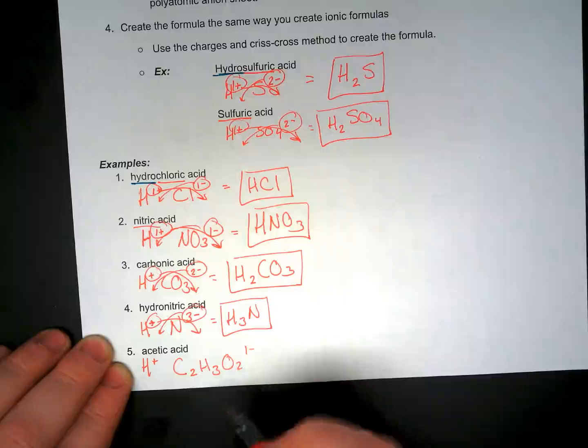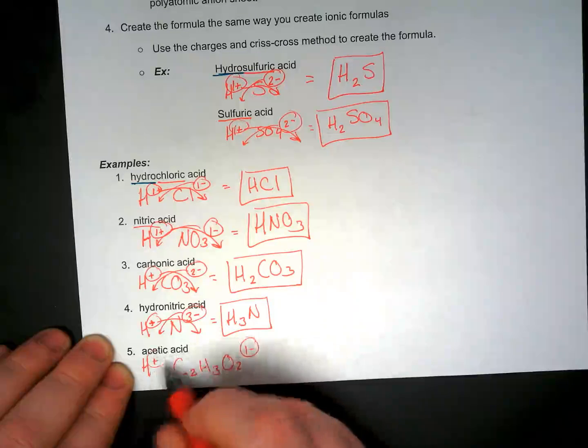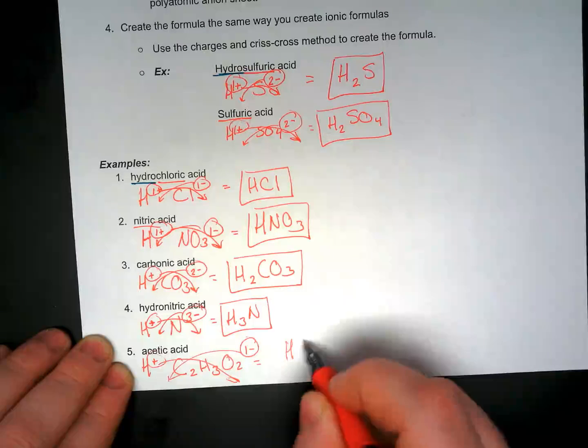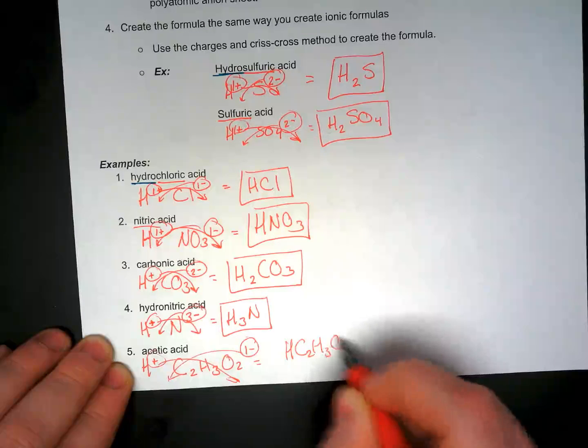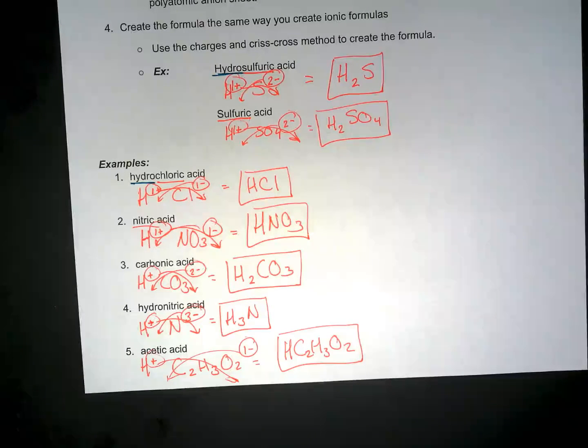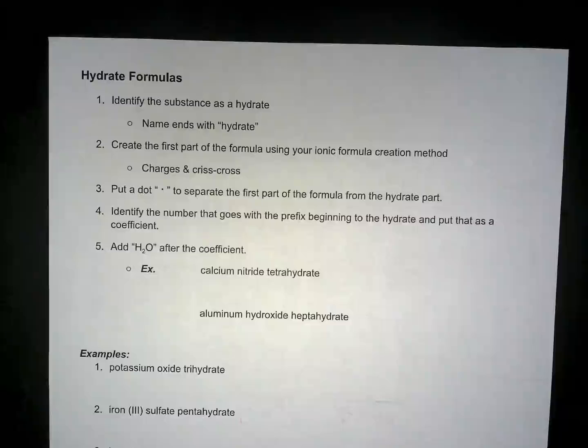C2H3O2 1 negative. Crisscross. What we're left with is HC2H3O2. And we have our answer. Easy peasy. Let's take a look now onto the back.